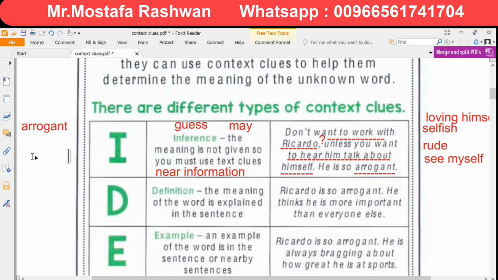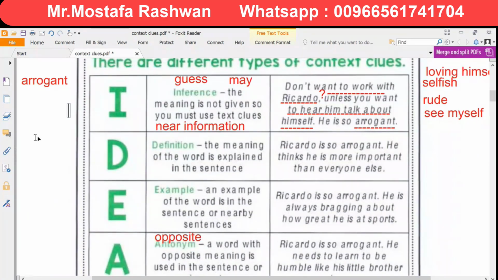This is one technique. Another technique is to use a definition. So writers sometimes give the readers a definition of the unknown words, especially if the topic is technical or scientific, I mean, if it is about science, geography, history, and so on. The definition means what? The meaning of the word is explained in the sentence. So let's see how this example explained the meaning of the word arrogant. Look here at what he said.